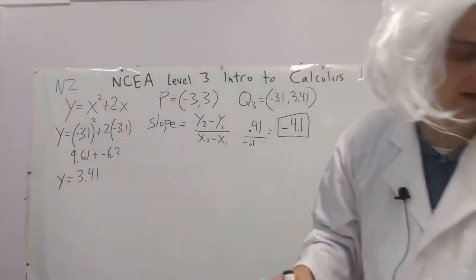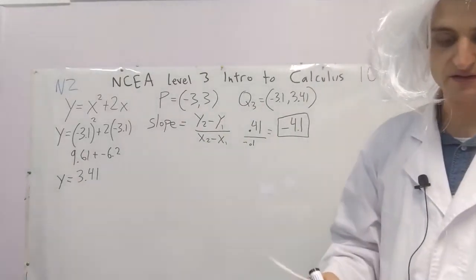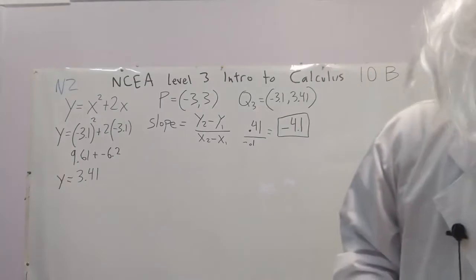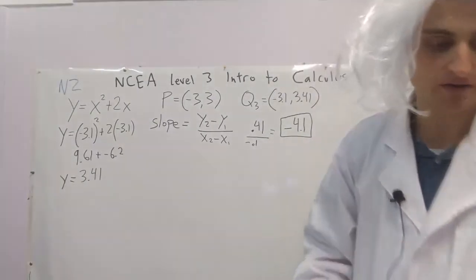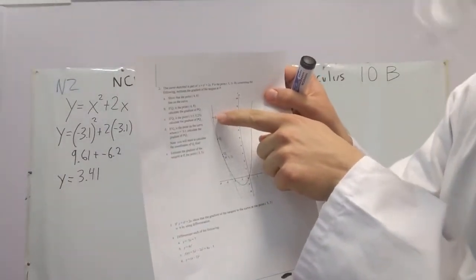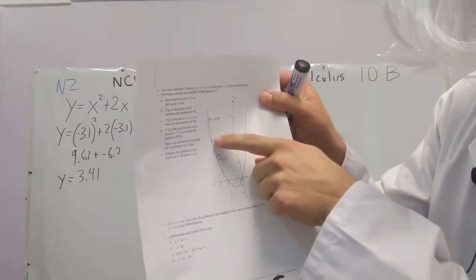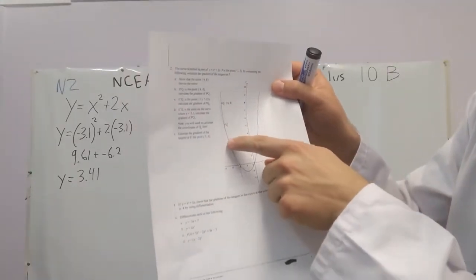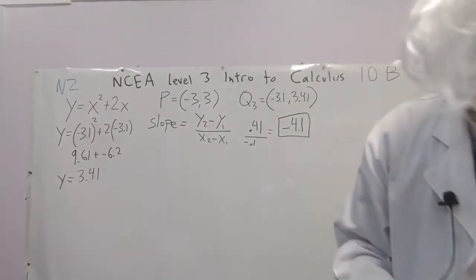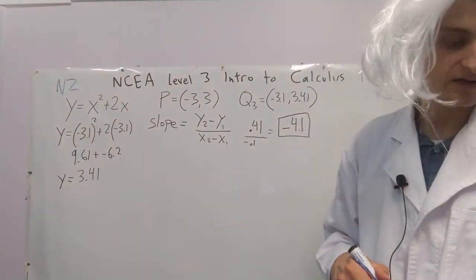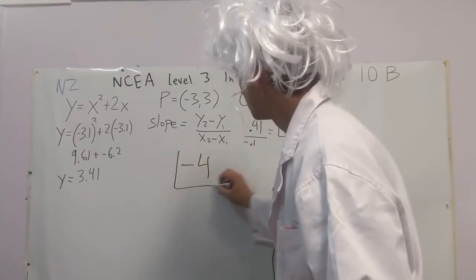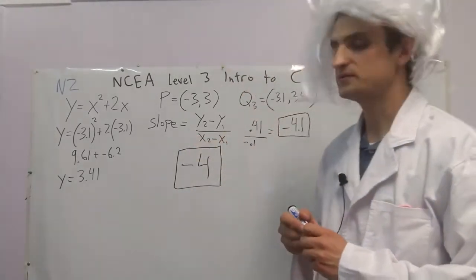The next part says, estimate the gradient of the tangent at P, the point negative 3, 3. And what we can see is as we started farther away from it, up here we got the value of negative 5. Then we got negative 4.5, negative 4.1. So the only thing we can assume is that we are getting closer and closer to negative 4. That's what we're getting closer and closer to.